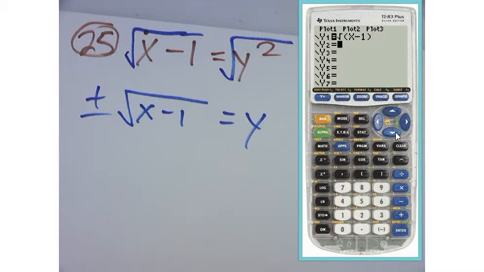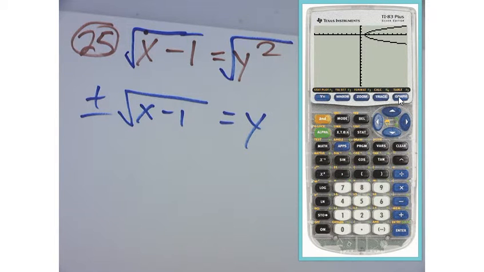And then I'm going to do the negative of that, negative square root of x minus 1. And that should give me the lower half, right? And so I'm going to graph that. Okay, so that's what I'm looking at.